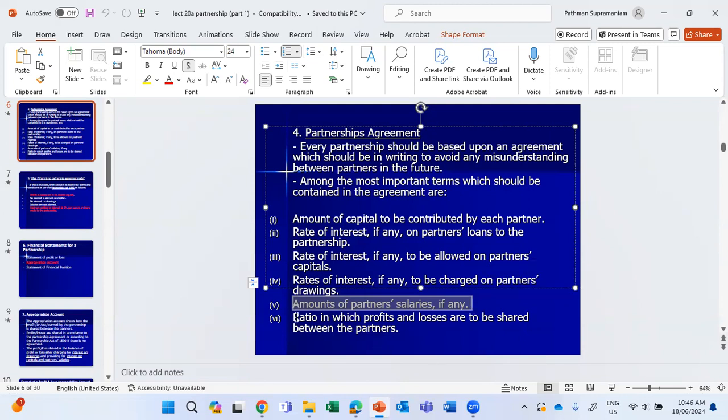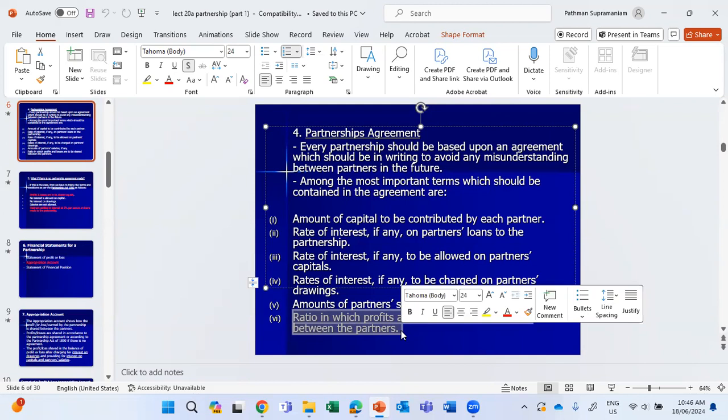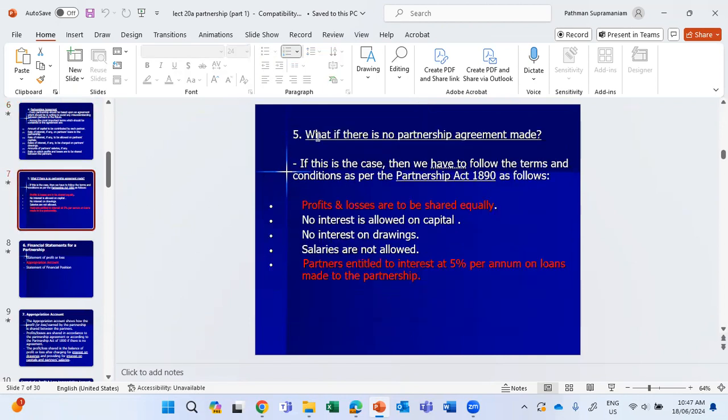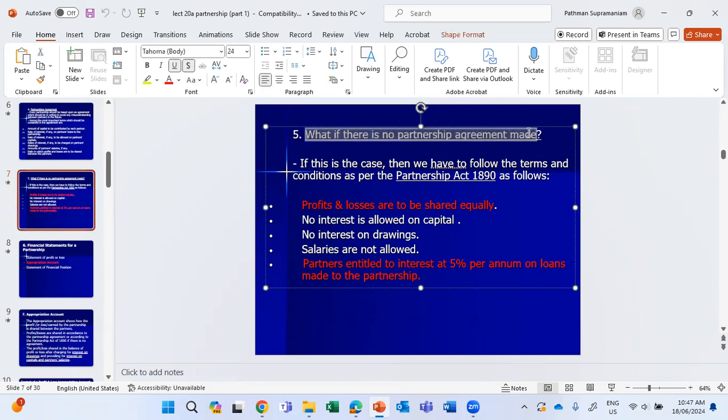And lastly, this is the important thing, how profits and losses will be shared. So they will normally give you a ratio. For example, if it's 3 partners, if profits and losses are shared equally, then it could be 1:1:1, which means 1/3, 1/3, 1/3, or any other ratio. Okay. Now what if there's no agreement made?